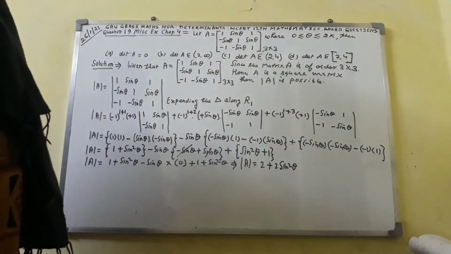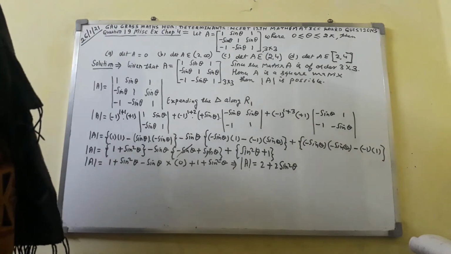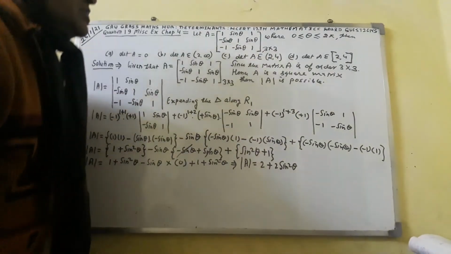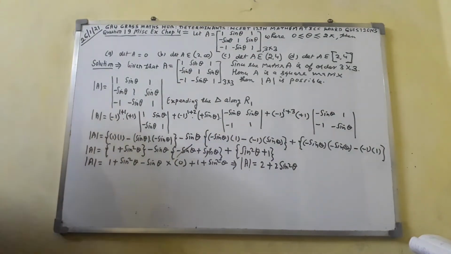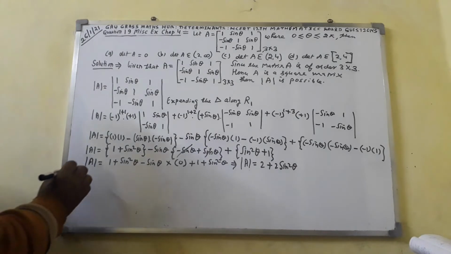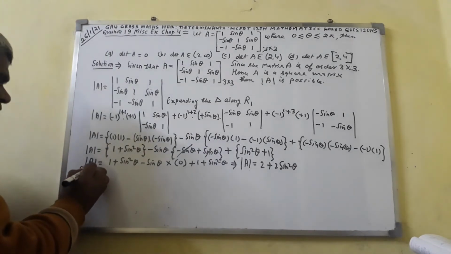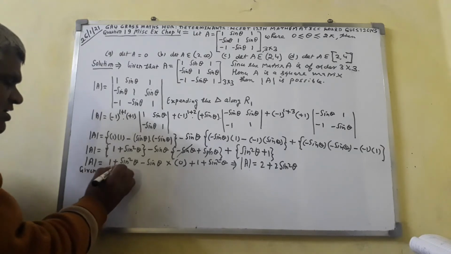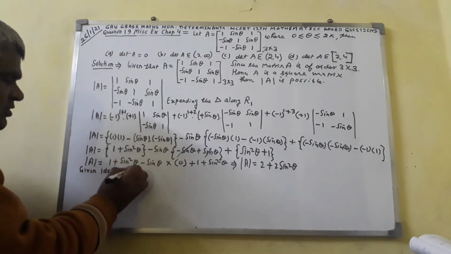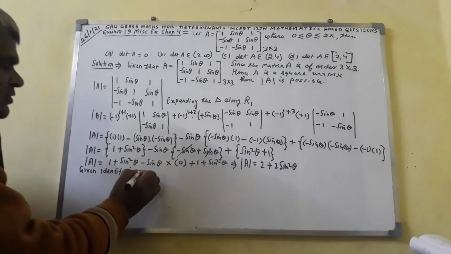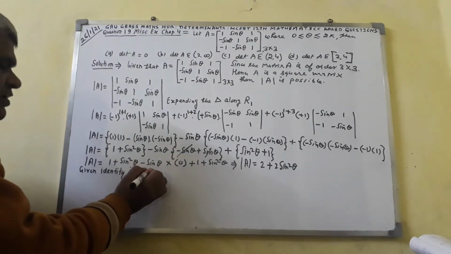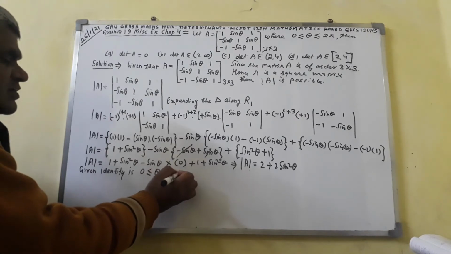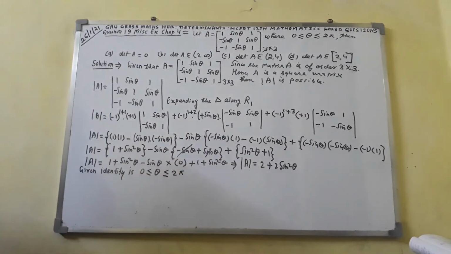Now what to do next? Next, here you can see this identity is there. The given identity, here I shall write, the given identity is 0 less than or equal to theta less than or equal to 2 pi. This is the given identity.